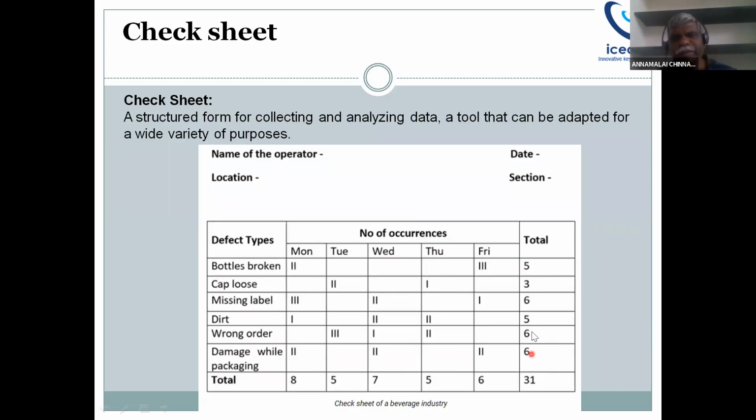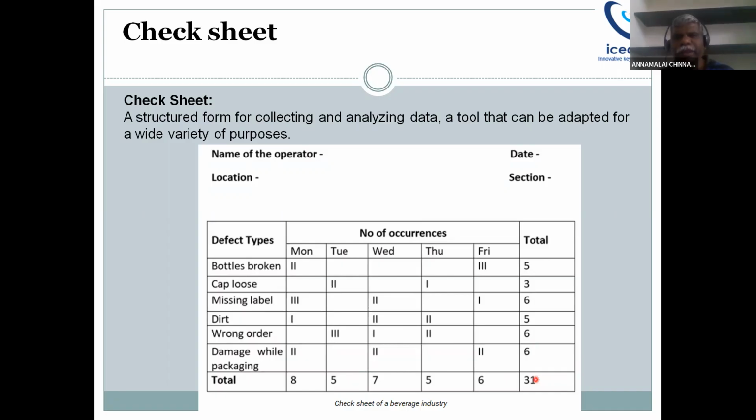Each and every defect type, how many defects are found. Then again, if the information is captured for all 3 shifts in a day, all 6 days in a week, and all 31 days in a month, over a period of time, then we will be able to get consolidated data. And then we will be able to know, for each defect type, how many defects are coming.